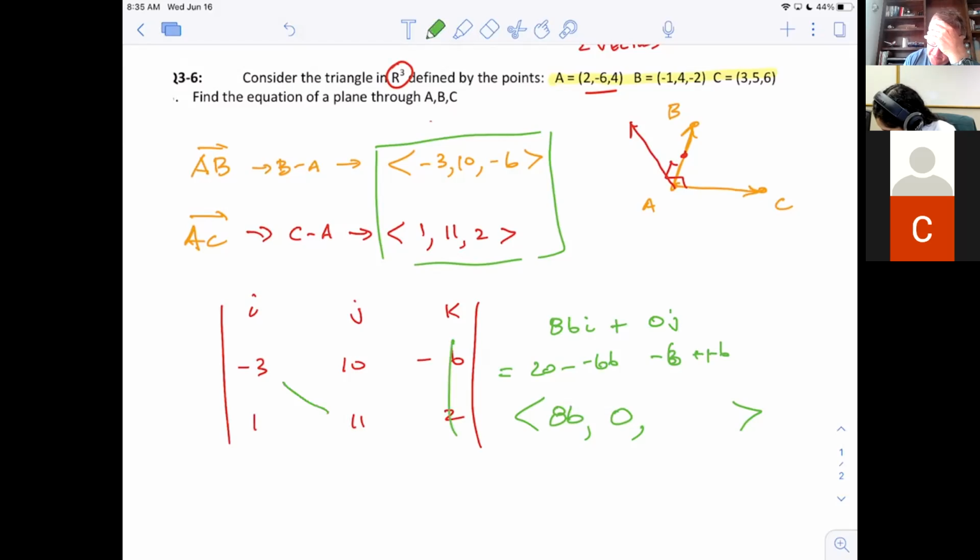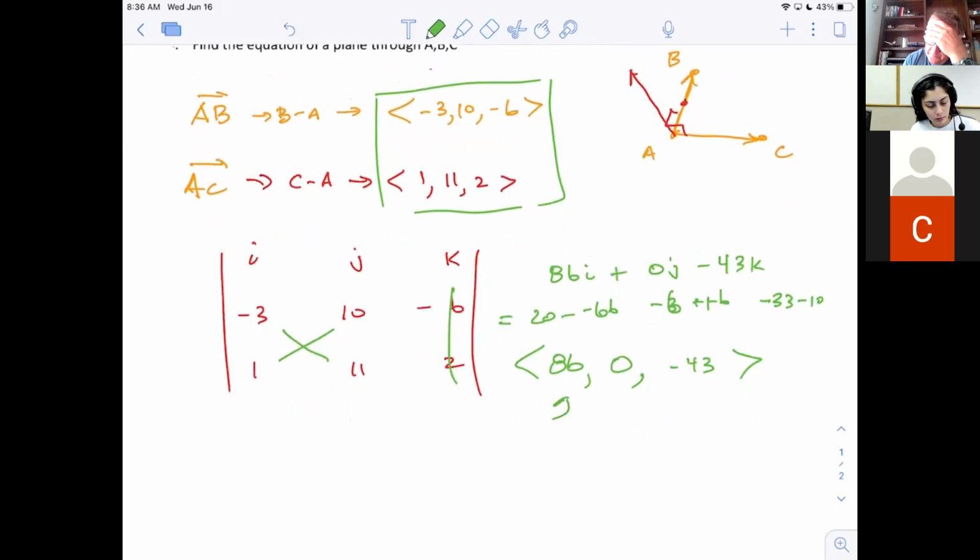And then the last one would be this. So I've got negative 33 minus, it's always minus, and then positive 10. So negative 33 minus 10 is negative 43. So that would be minus 43k, or I just put minus 43 down here. And so what I have then is my normal vector. Which is cool because that means I now know this is my equation. I'll go ahead and write the y term in here, even though you really wouldn't need to.